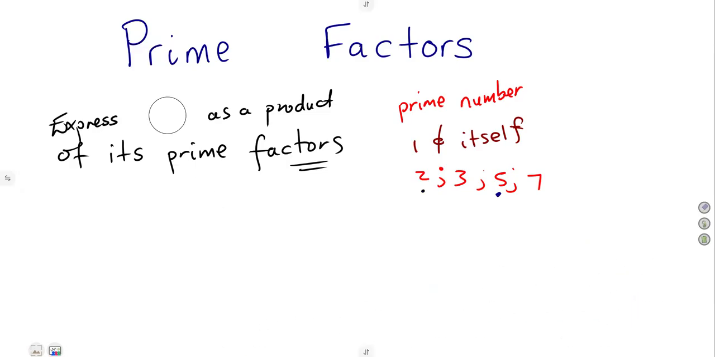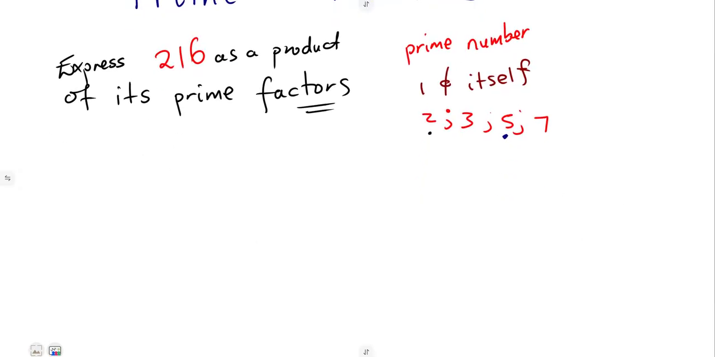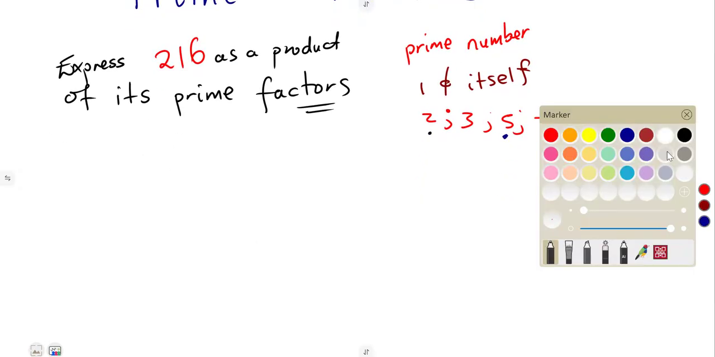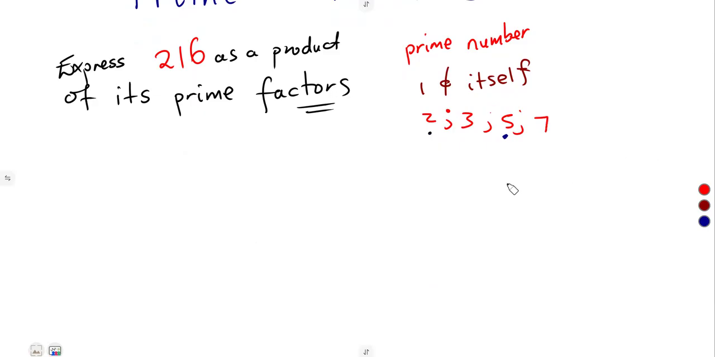All right, let's try another one. This time let us use 216 as a product of its prime factors. So just like what we had, I want you to try this one, then check the answers after. All right, so I think you are done. 216. Ladder diagram. So let's start.